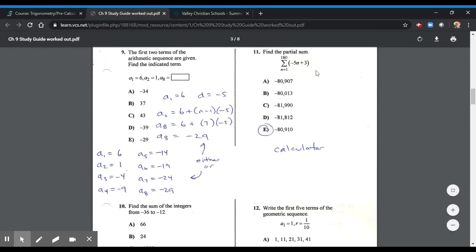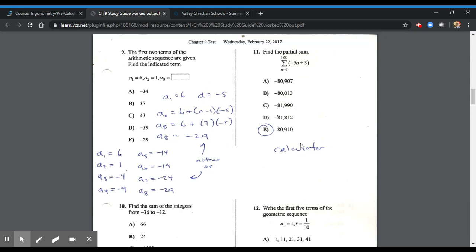Find the indicated partial sum here, n equals 1 to 180 of negative 5n plus 3. The easiest way to do this is just do it on your calculator. All right. We learned how to do it the long way, but we'll just do it on our calculator for now.